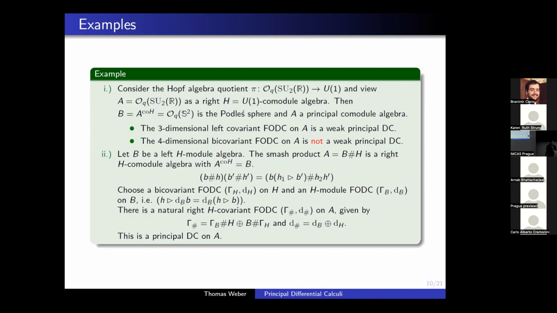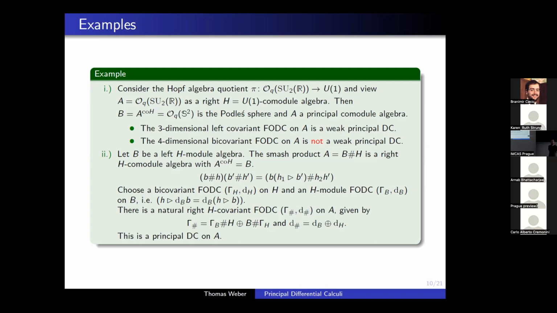Yeah, so just a point about the 3D calculus on SU_q(2). You still get a full-on principal differential calculus, but I guess the point is that you're not bicovariant, but you still have this vestigial right U1 covariance on the 3D calculus.